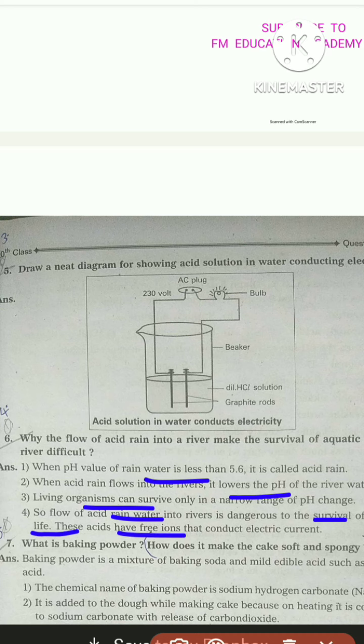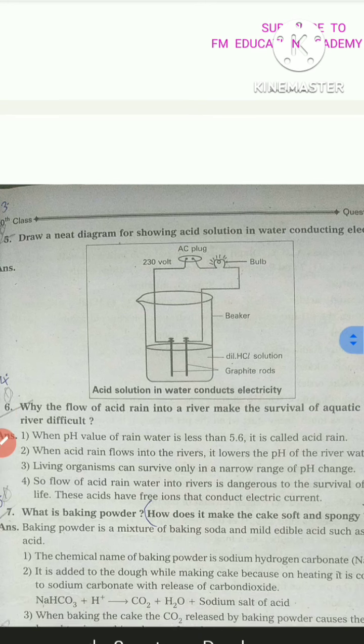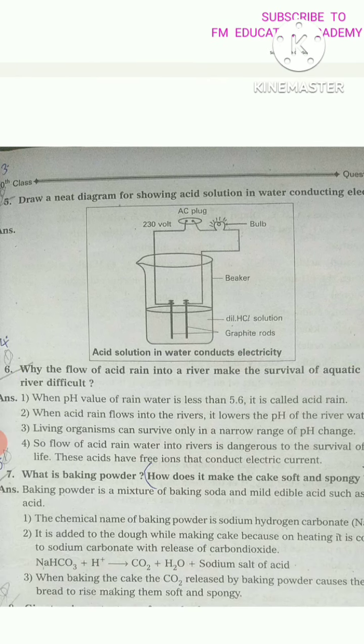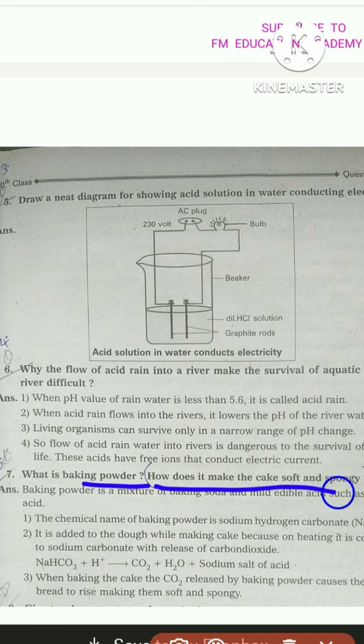These acids have free ions that conduct electric current. So they are not distilled, right? The water which is falling is not distilled because it contains acids. So that acid will have ions, and if those ions are dissociated, electric current will also be conducted, and then there might be a chance of shock in the water to the aquatic life. So that is the reason why the flow of acid rain into rivers makes the survival of aquatic life difficult.